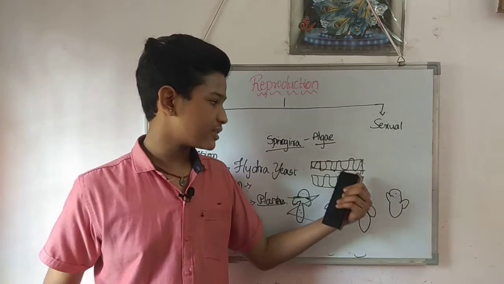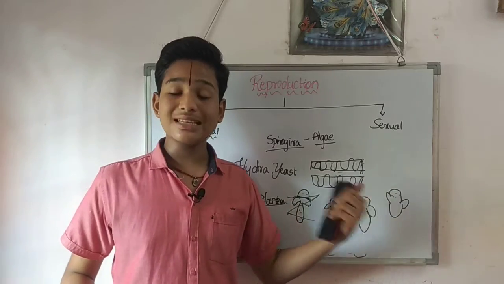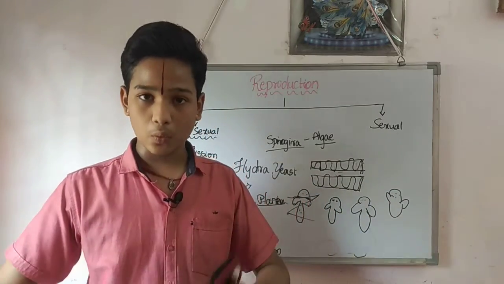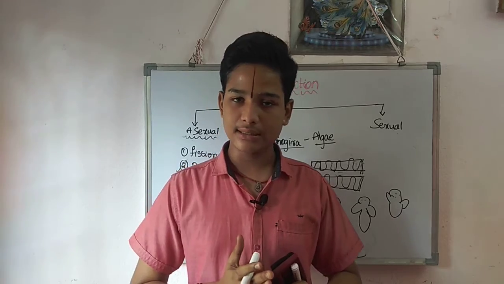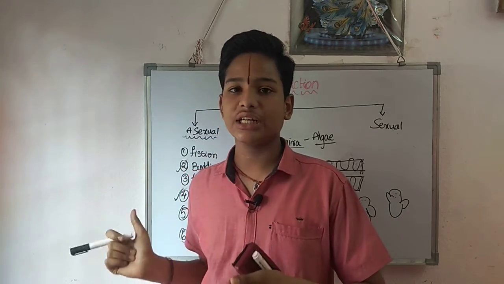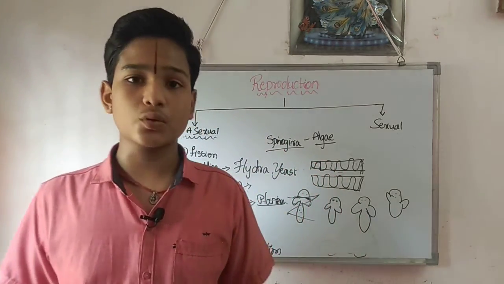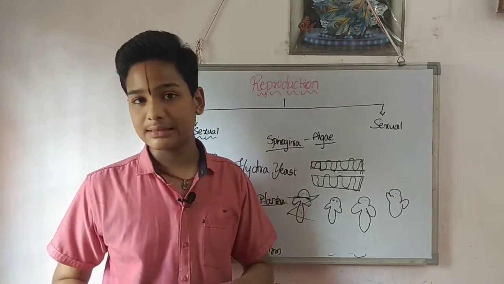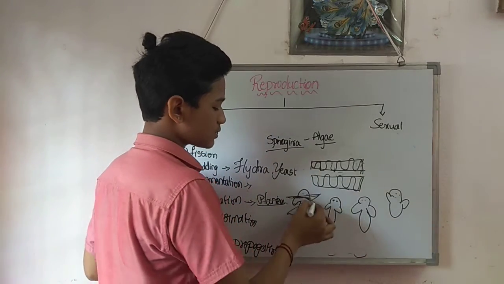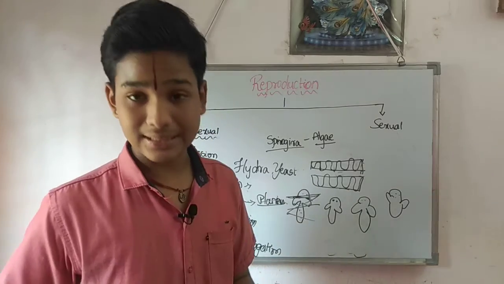From this fragmentation, it is only this Spirogyra by its own, it divides into fragments, right? In this regeneration, by external sources, the planaria should be cut like this.